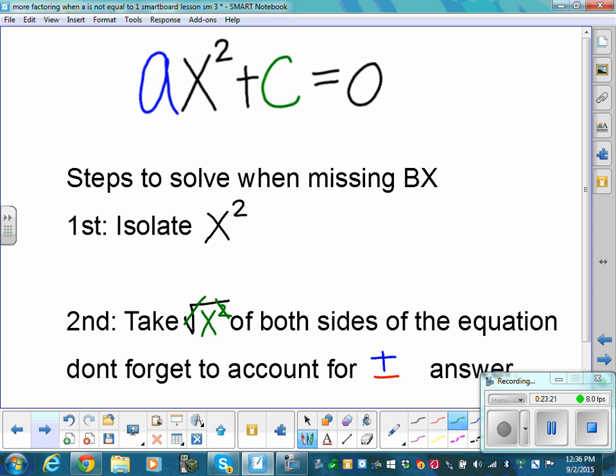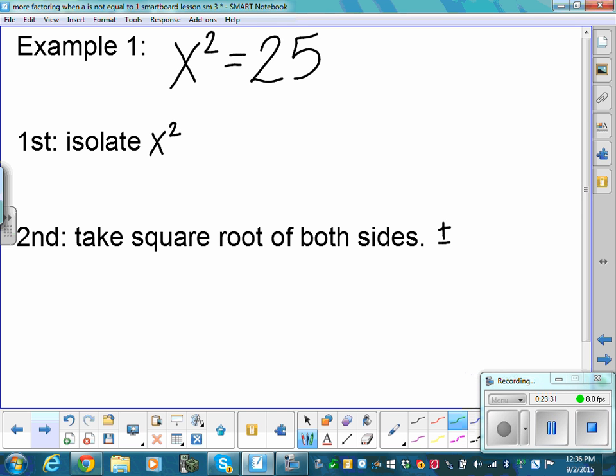When we take the square root of something and we're solving, you have to account for the plus and minus answer. So we can't forget that, okay? And I'll show you why in the next problem. First example, x squared is equal to 25.